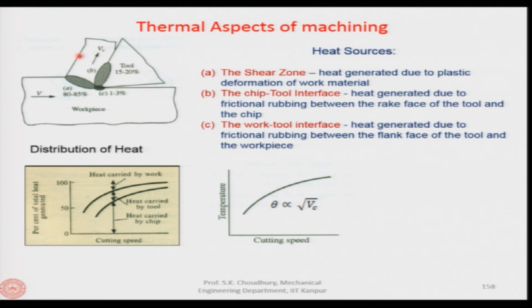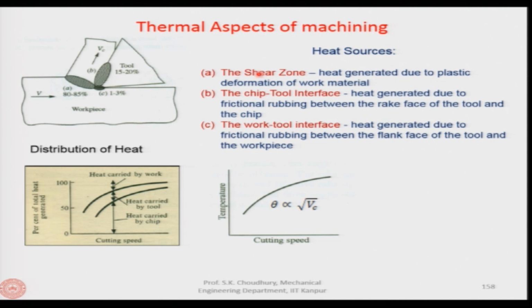Well, first of all, let us say from this diagram, we know that we have already discussed this, most of the heat is generated because of the plastic deformation, which happens in the shear zone. So, 80 to 85% heat is generated because of this. Next, it is because of the friction as the chip is moving along the rake face. So, here about 15 to 20% heat is generated, and finally, we have the rubbing of the flank face with the already machined surface, and the contribution of this friction is about 1 to 3%, not more than that.